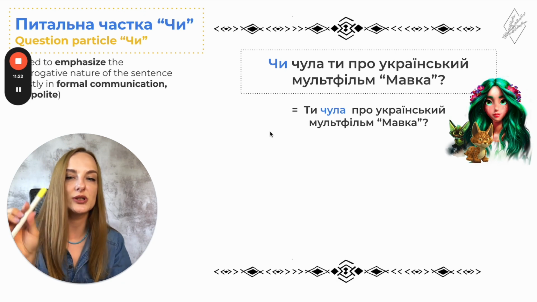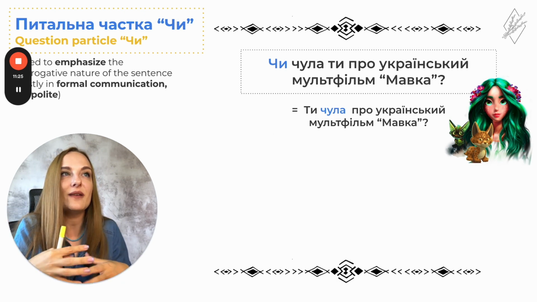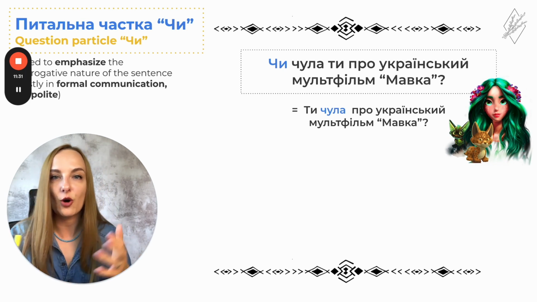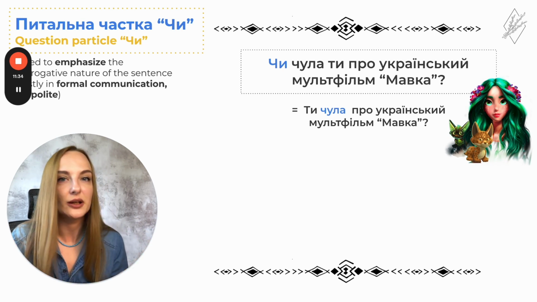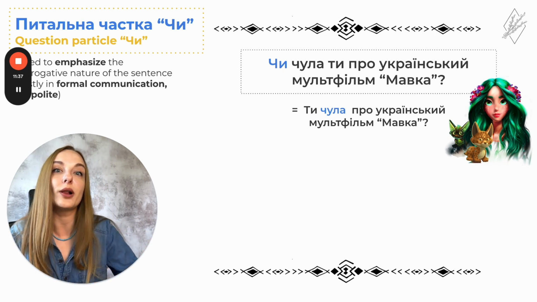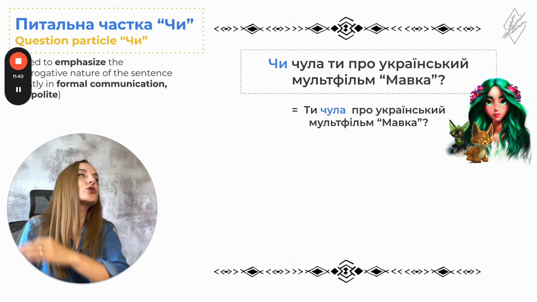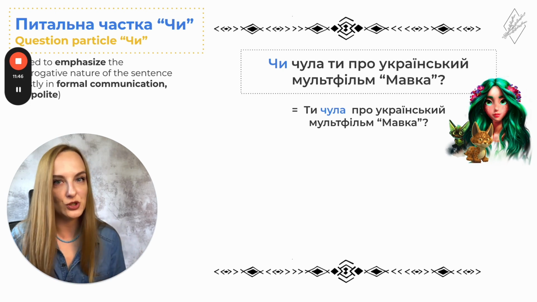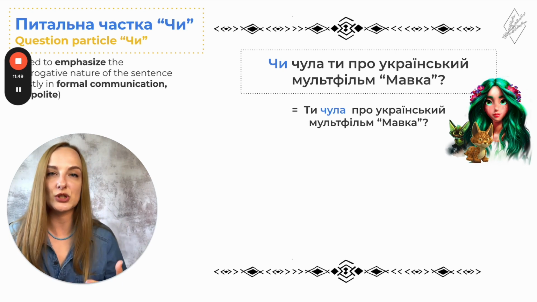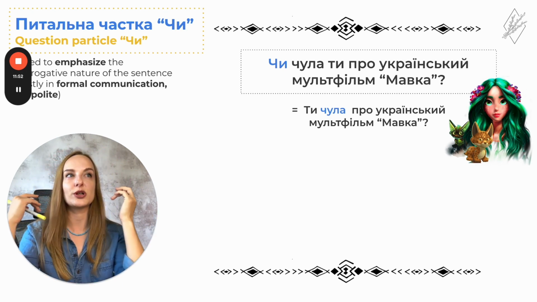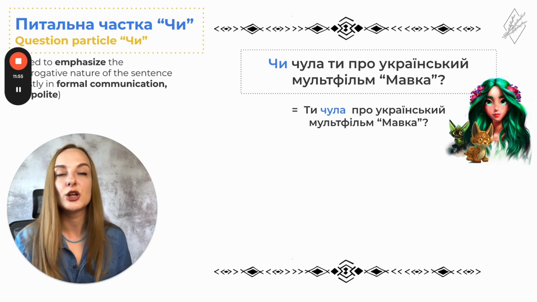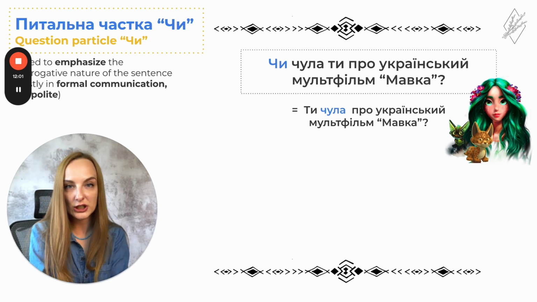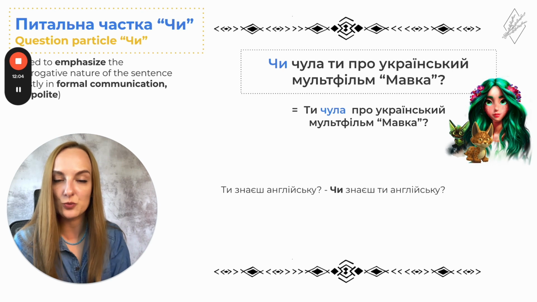Basically, we use this particle чи to emphasize the interrogative, question nature of our sentence. And normally we will use it in more formal communication because it sounds extremely polite. And actually many Ukrainians use it, especially in communication at work with colleagues, with partners, or just with some elder people. So this is a very much used type of question. Чи and then your question. Let's take a look at more examples.